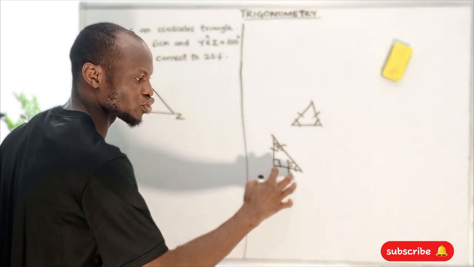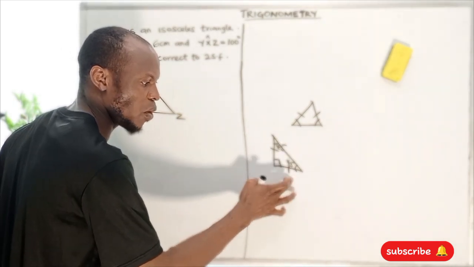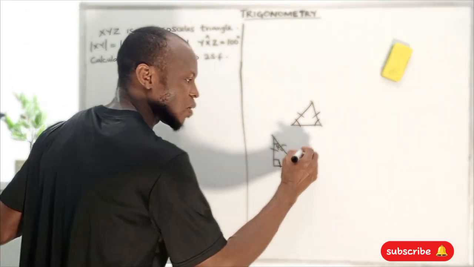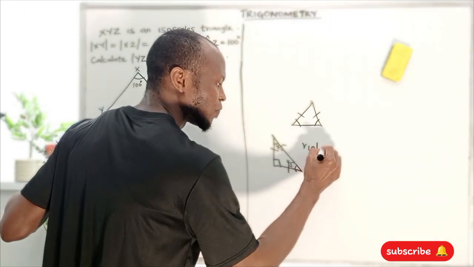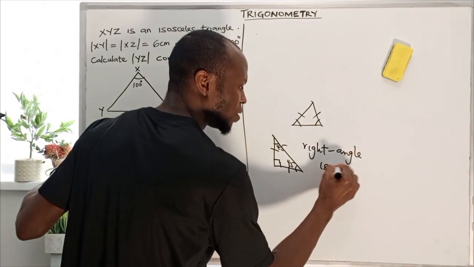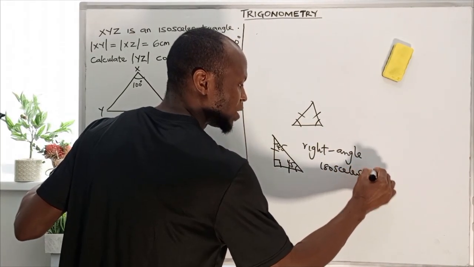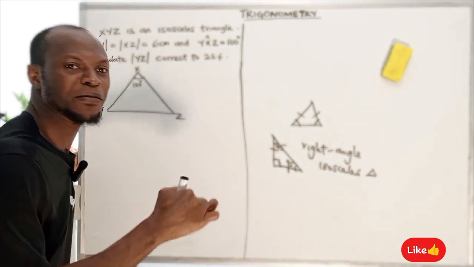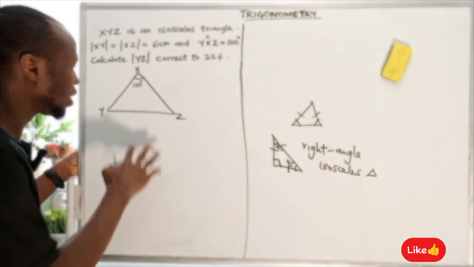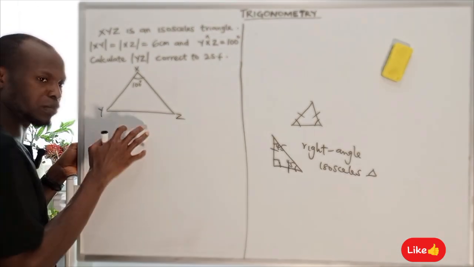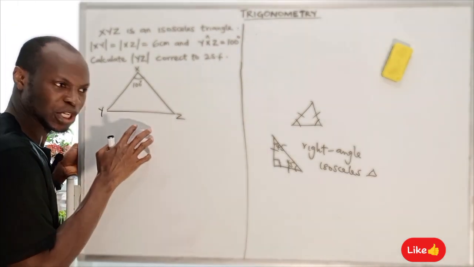So this type of triangle whereby two sides are equal and they have a right angle, those types of triangles are called right angled isosceles triangles. They are isosceles triangles, but they have a right angle, right? But in this case, this is not a right angled isosceles triangle, but rather an ordinary isosceles triangle.